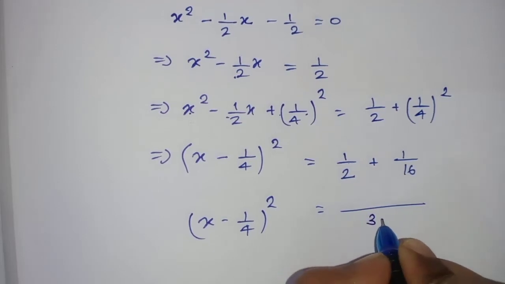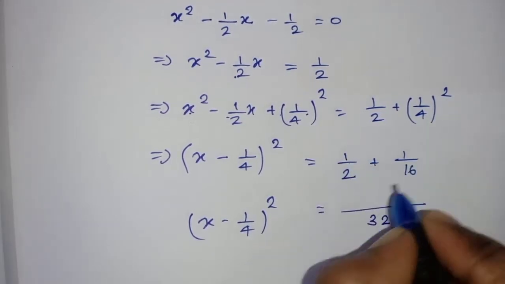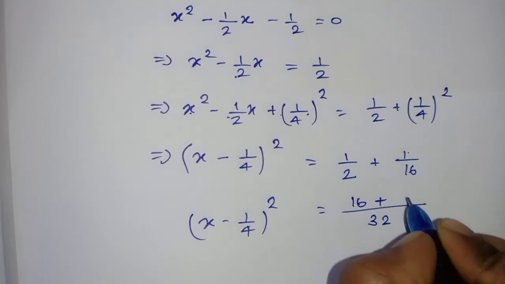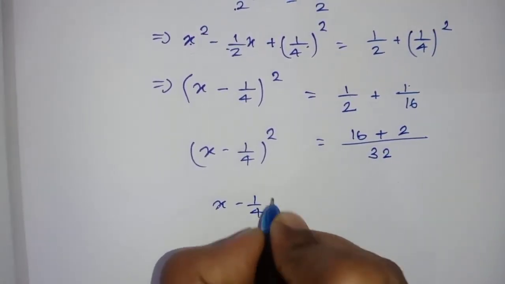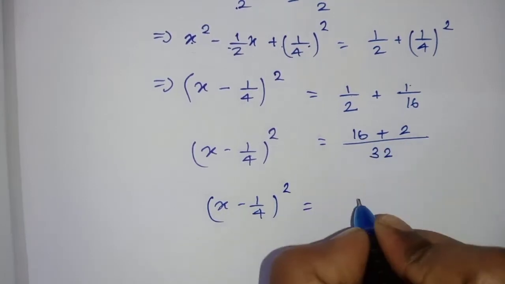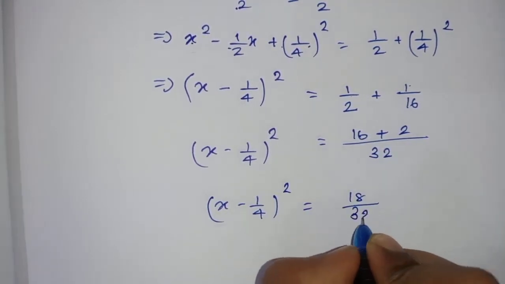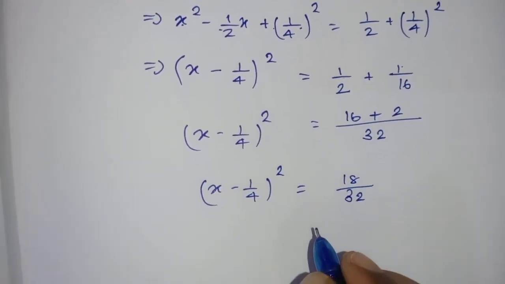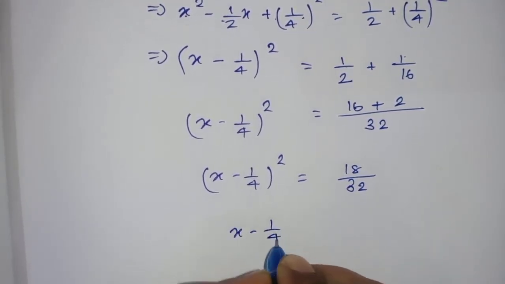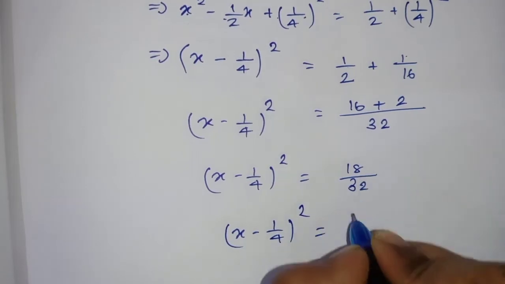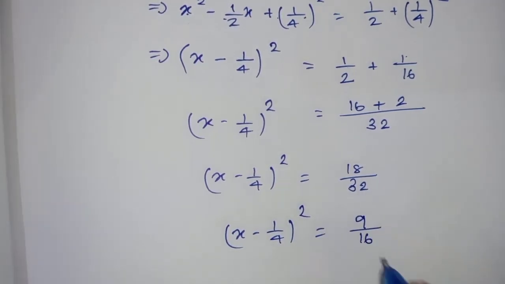2 into 16 என்ன வரும் 32 இங்கு cross multiply 1 into 16 16 plus 1 into 2 2. So, next step x minus 1 by 4 the whole square equal to 16 plus 2 18 by 32. Okay. Now, second table cancel பண்ணிங்கினா x minus 1 by 4 the whole square equal to 2 table என்ன வரும் 9 by 16 வந்துரும்.